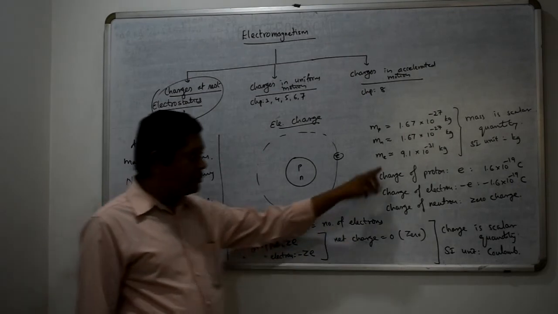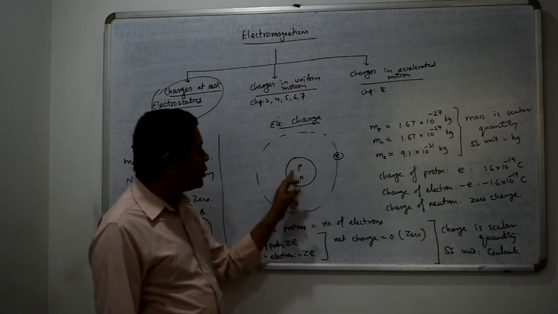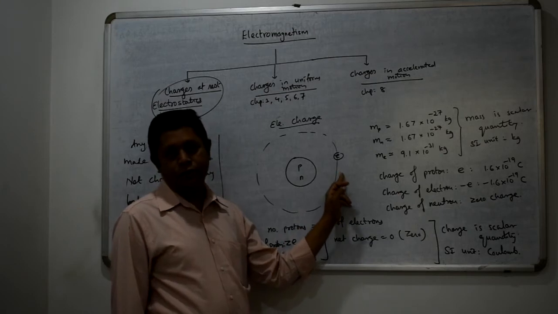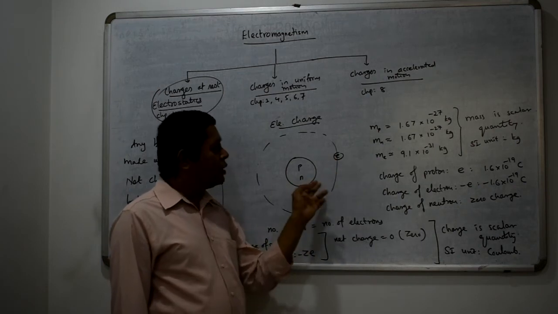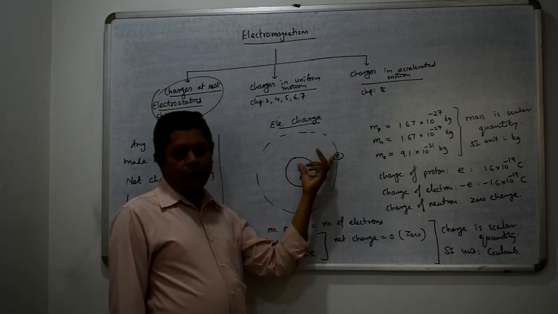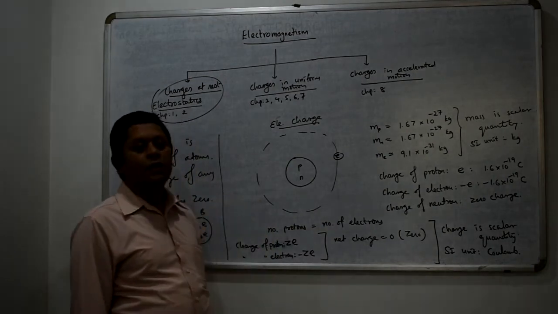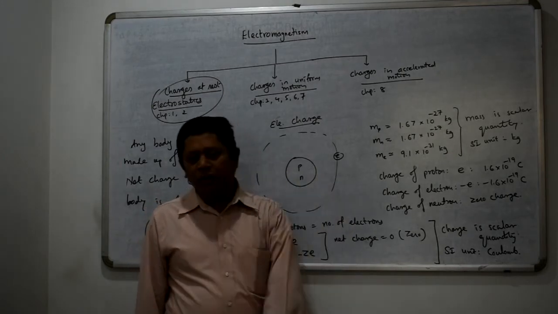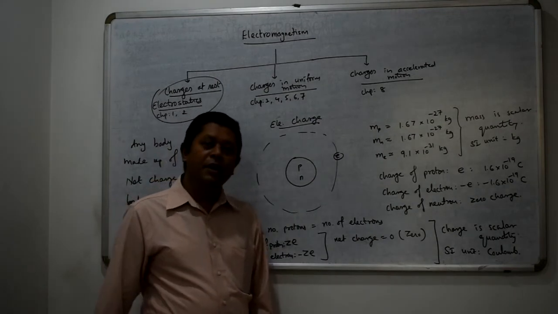Why the electrons? Because the mass of an electron is very small compared to protons or neutrons. The mass of an electron is almost 1 upon 10 raised to 4 times, meaning 1 by 10,000 times lighter. Another thing, it is in the orbit. So whatever the binding energy of that electron is, if you supply at least that much energy, then you can make the electron free. That way you can transfer electrons from one body to another, and that way you can charge a body.